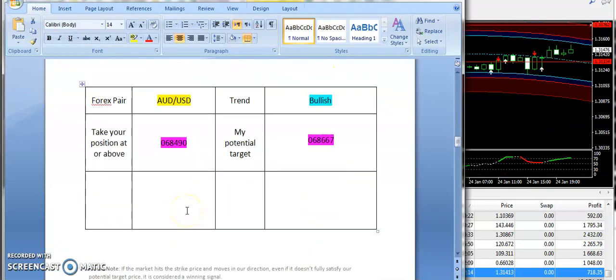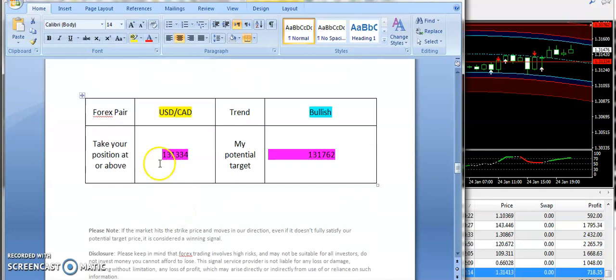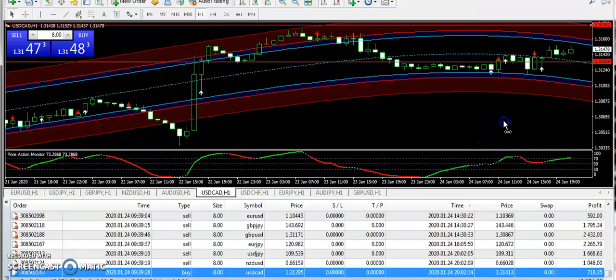At last, I'm going to talk about the USD Canadian dollar. So guys, going to take you towards the signals report. USD Canadian dollar with a bullish expectation from 131334 and 131762 is the target price. And guys, you can see overall the momentum was slow on USD Canadian dollar. However, it closed above the entry, and then it started to go up.